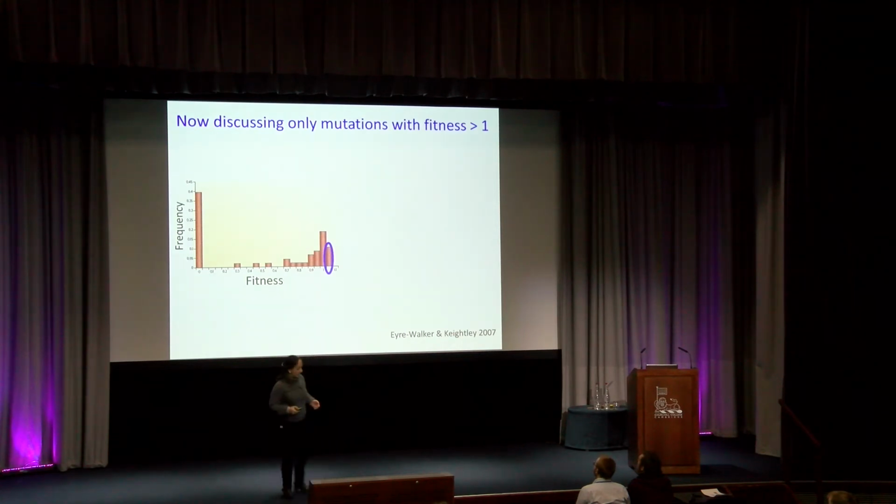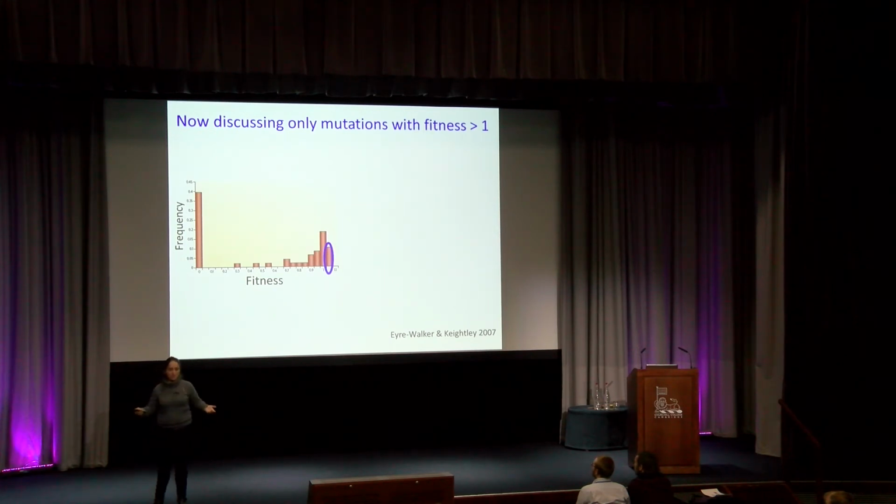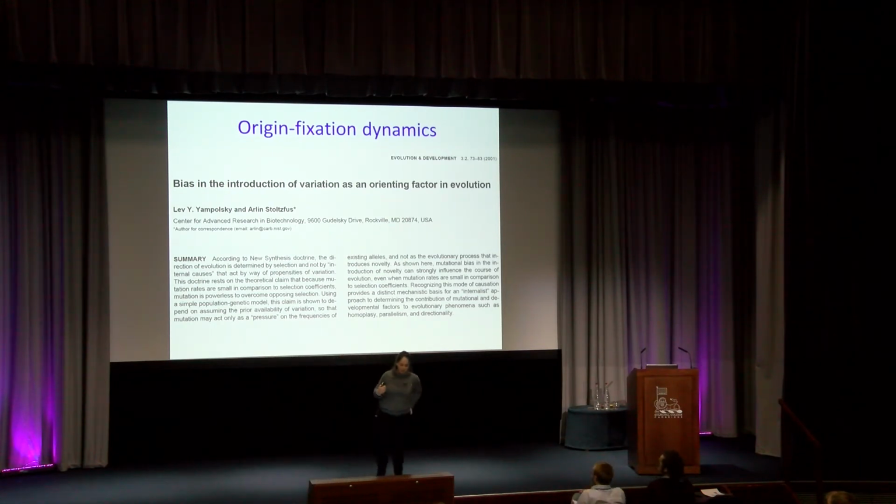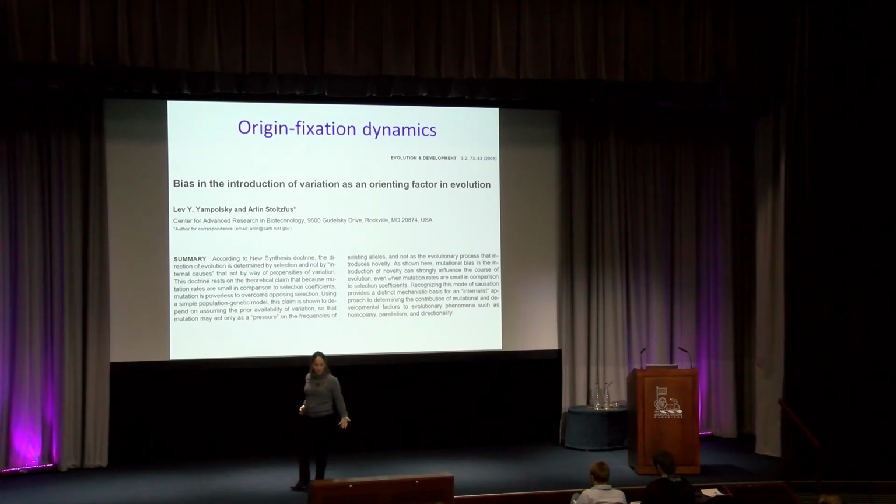So for this, just to clarify, I'm just talking about the adaptive mutations here. Developmental bias is about why one adaptive possibility takes place rather than a different adaptive possibility. It's no longer about the whole distribution like before. And I think the most important paper for this synthesis was this paper by Yampolsky and Stoltzfus, who are explaining how it could be that the process of introduction is an orienting factor that can explain what evolves.